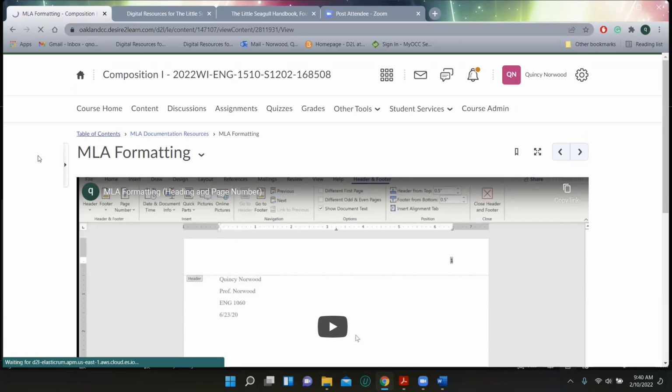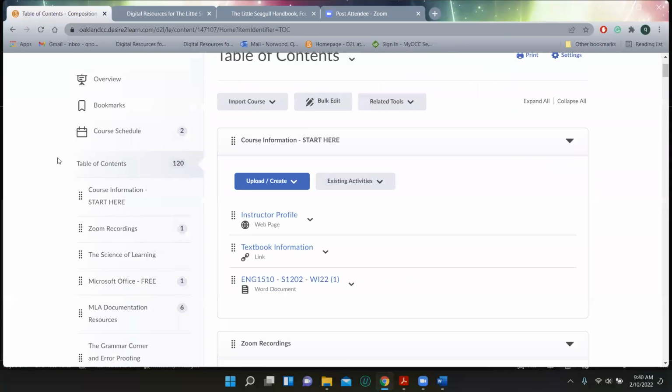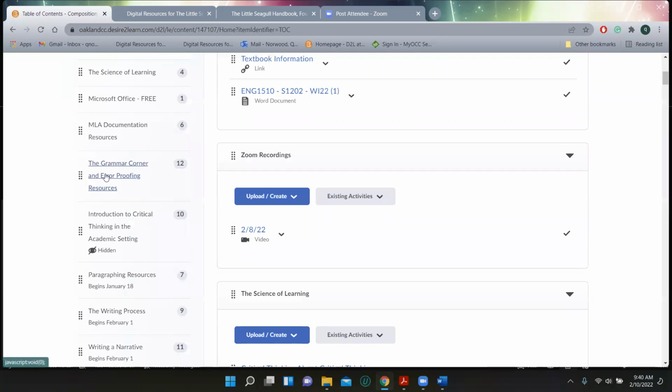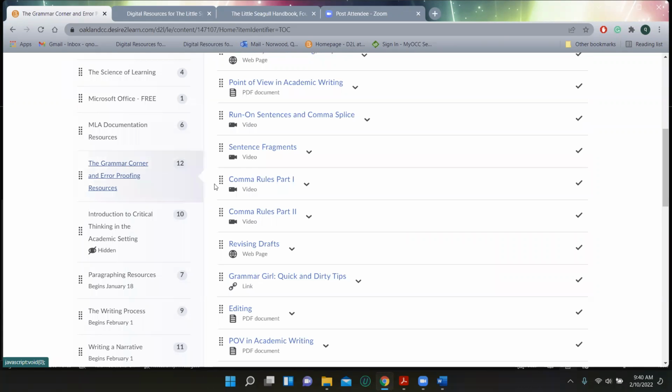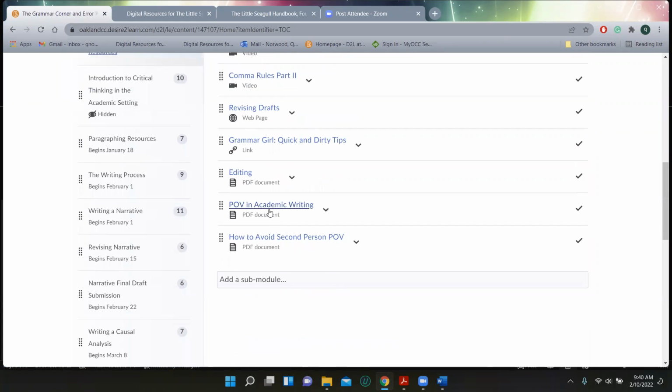And then finally, this is the last thing. So check out this Grammar Corner and error proofing resources module. There's a lot of stuff in here, but one of the things that I started to put on some of your papers is practice avoiding second person point of view.